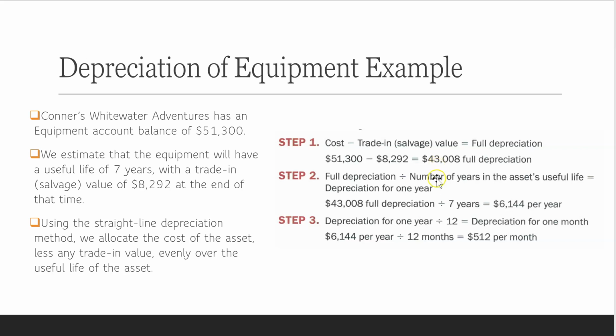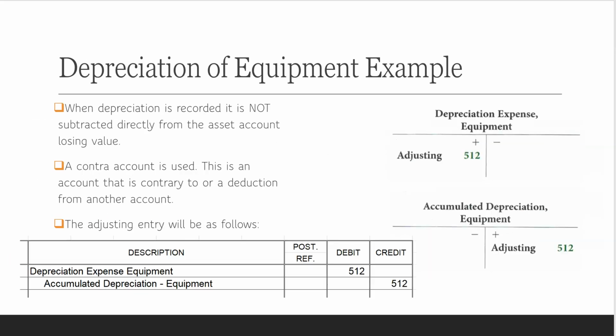We take that number and divide it by the useful life of 7 years. Okay, so over 7 years, this piece of equipment is going to lose roughly $6,144 per year in value. All right, now we divide that by 12 because we want to do it month by month. Okay, so this piece of equipment, $6,144 divided by 12, is going to lose $512 per month. It's going to depreciate $512 per month. All right, so let's see how this looks.